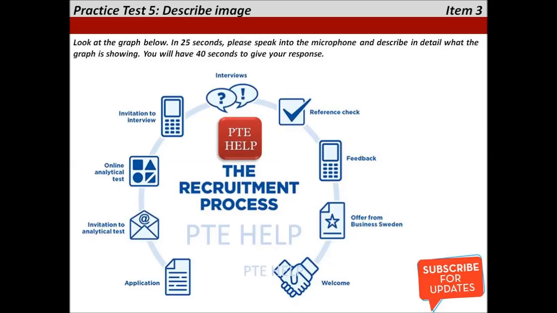The flowchart depicts the process of recruitment in a company. A quick glance over the chart also represents that it is totally a systematic process, including various steps. In the beginning, it starts from the application and then, the invitation is sent to the candidate for the analytical test. The candidate, then, appears in the online test.